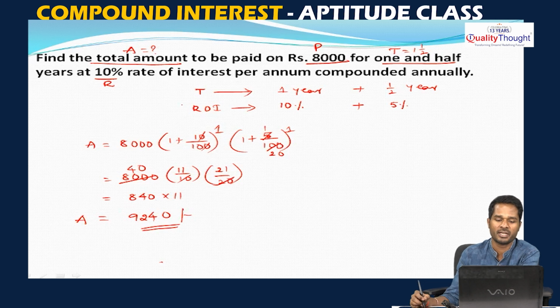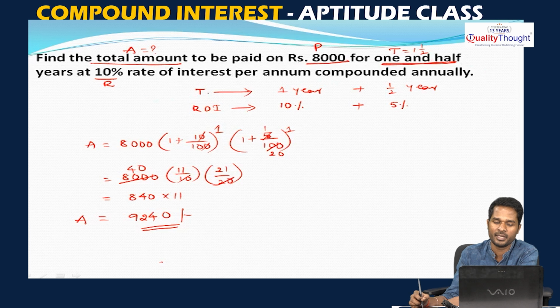So what we have done here, he has given the principal amount 8,000 and he asked us to find out the total amount A. Rate of interest for 1 year is 10%. But in the question he said for 1.5 years we need to calculate the total amount on compound interest basis.